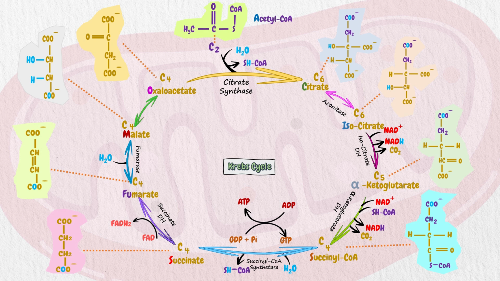In the last step, which is also reversible, malate converts to oxaloacetate. Dehydrogenation has occurred due to conversion of NAD positive to NADH in the presence of an enzyme called malate dehydrogenase.